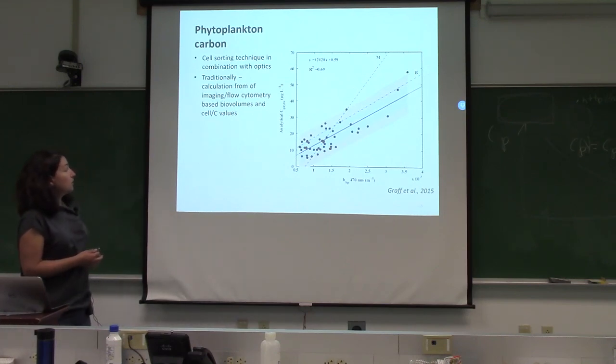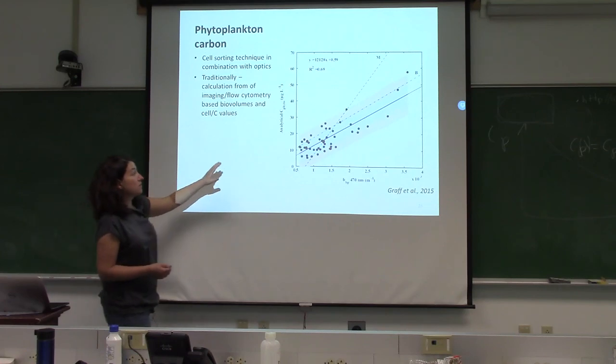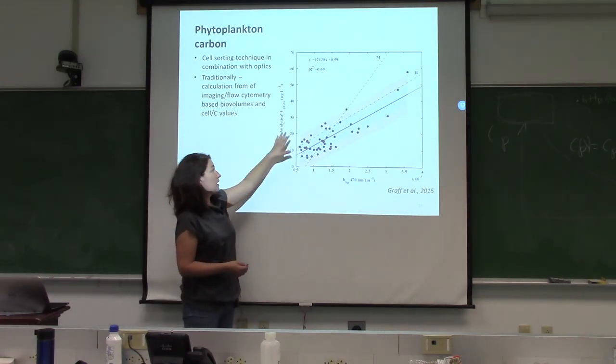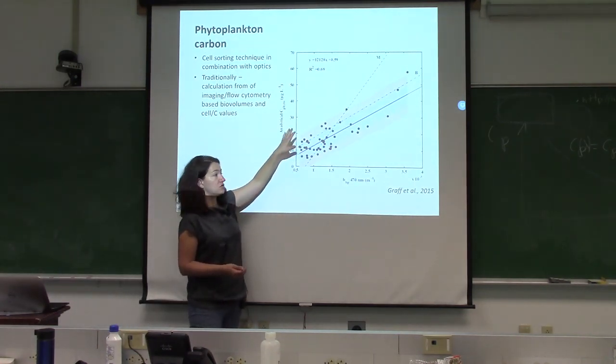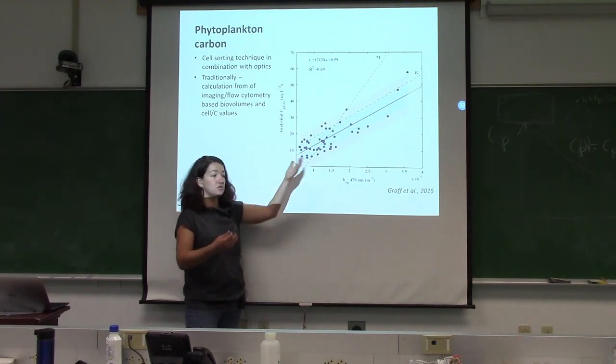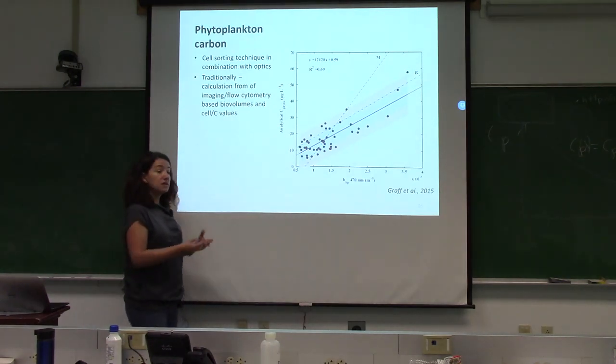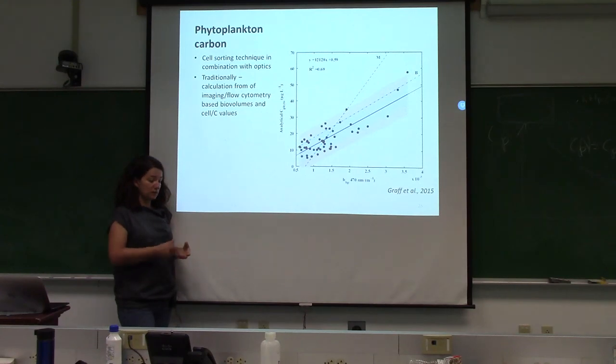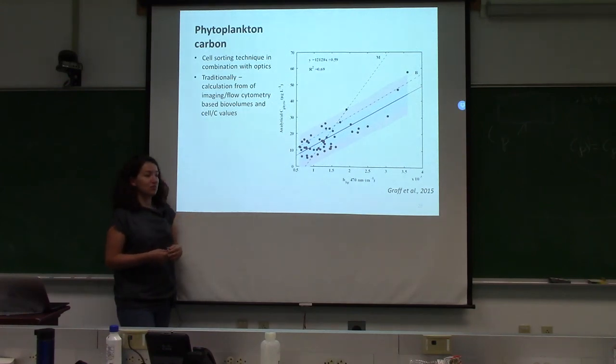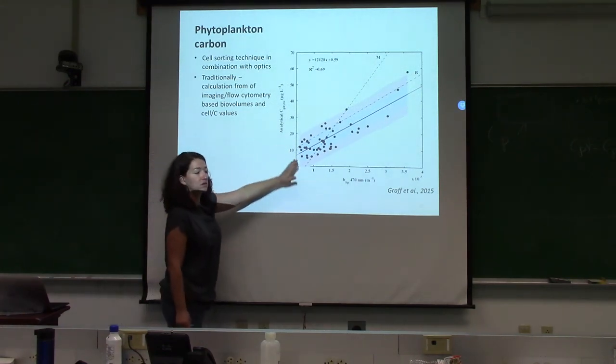There are different ways to get to this phytoplankton carbon. It doesn't have to be this precise. Most of us don't have the influxing capability, so we can use different methods, including taking images of the phytoplankton, calculating biovolume, and then deriving carbon from there using formulas, and then actually trying to make a similar relationship. But this is a true analytical relationship.